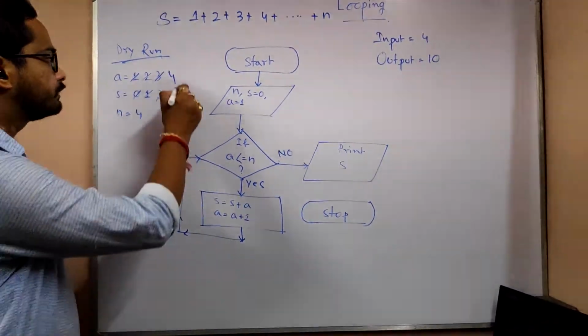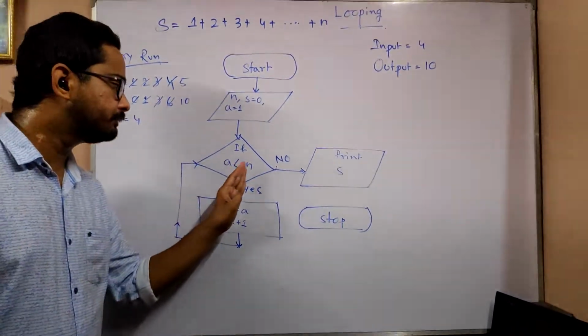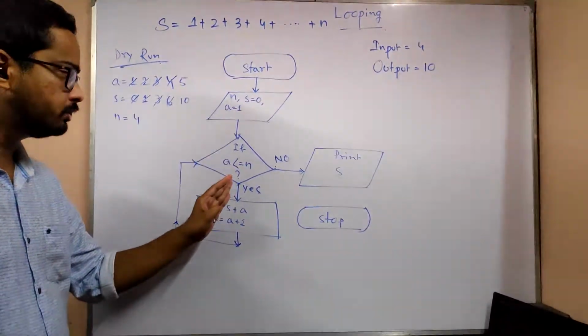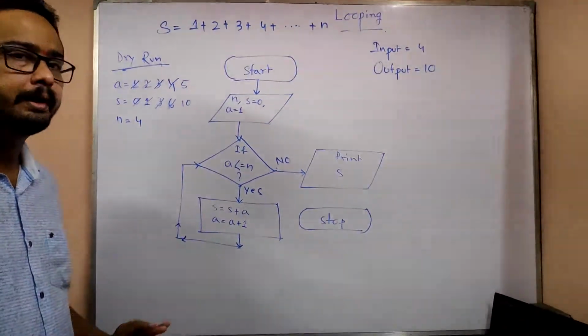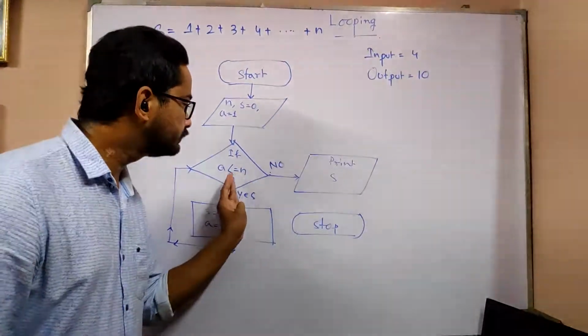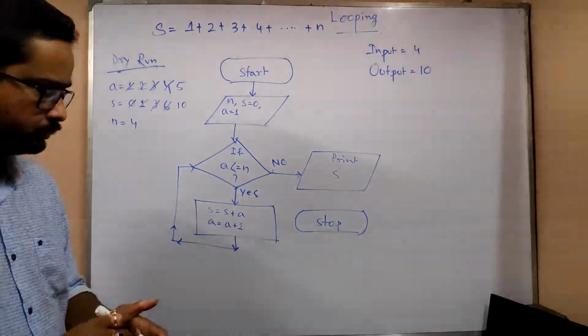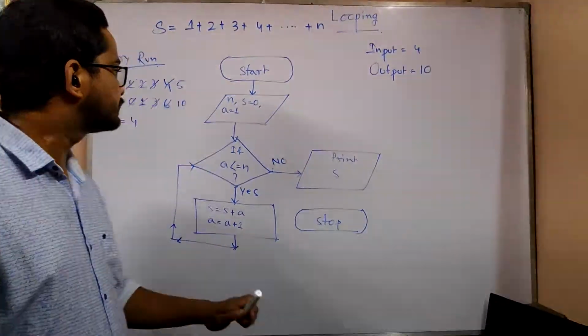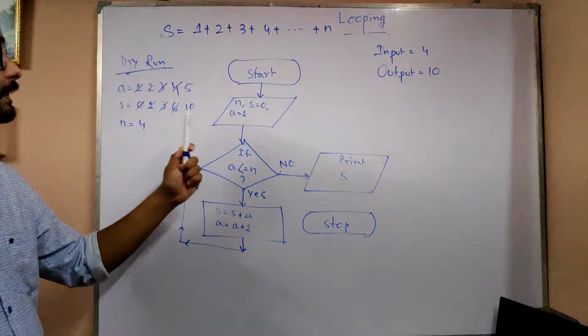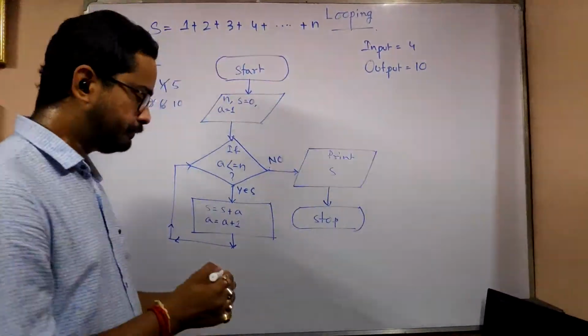Now a will be increased to 5. And here is 5 less than or equal to 4? No. Then the condition is not satisfied. So now the loop is terminating. And here it's jumping out to the no part. And now you can see print s. That means the value of s, that is 10, will be printed. And after that it will be stopped.